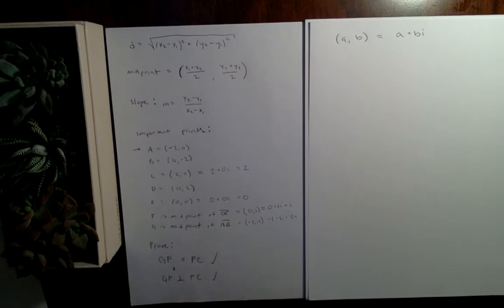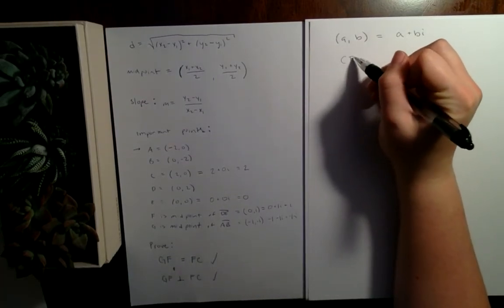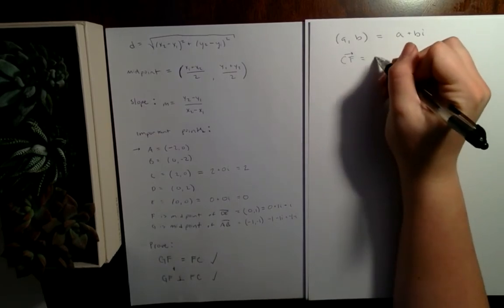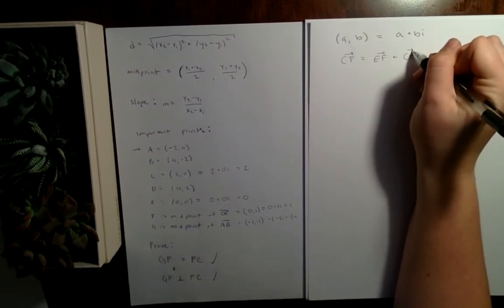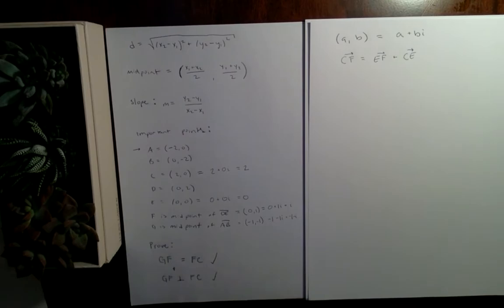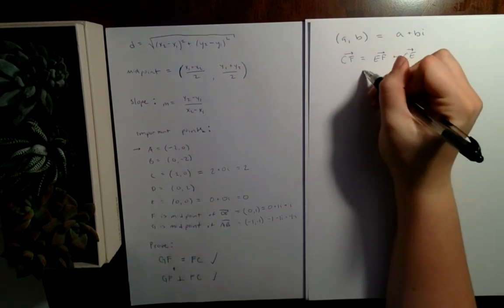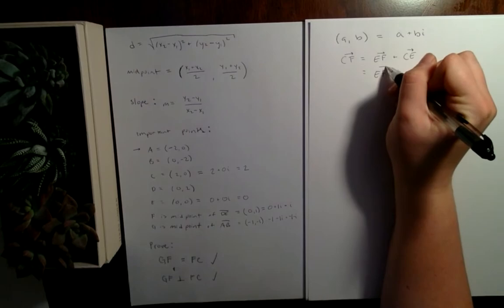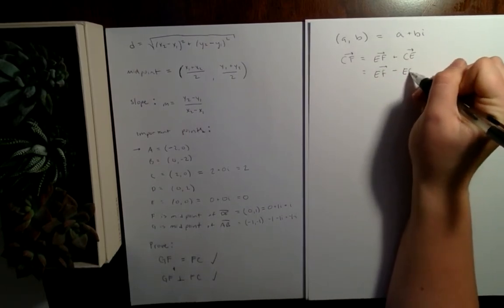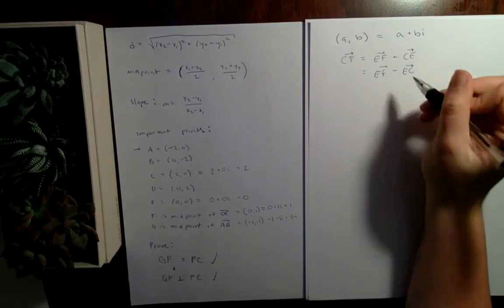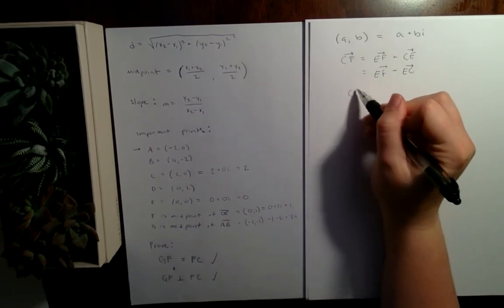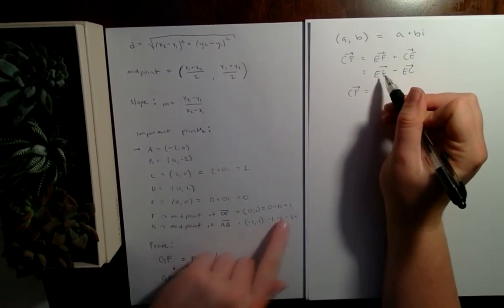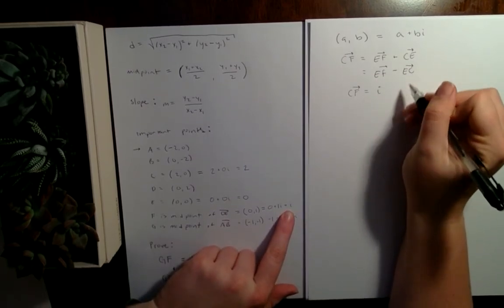So going back to the video, we discovered these vectors, that this vector CF is equivalent to EF plus CE. However, we don't really have a vector that starts at C and goes to E, so we can think about this as EF minus EC. So now we have this vector that starts at the origin, and all we have to do is plug in 2. So we have that CF is equivalent to, we go to F, which is I, and then we go to C, which is minus 2.